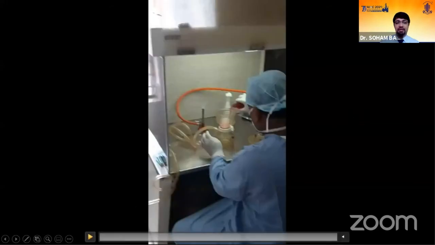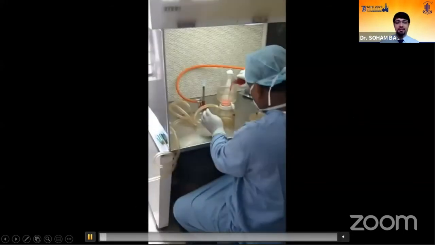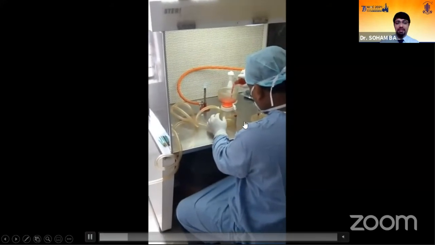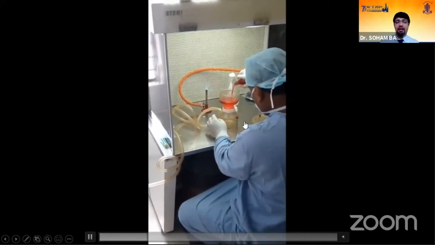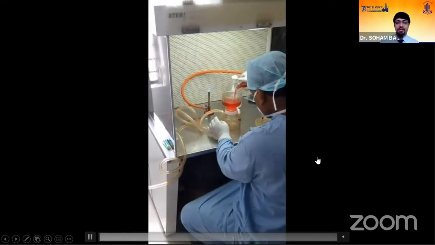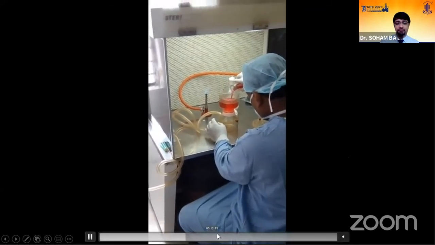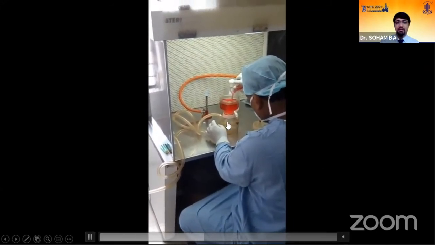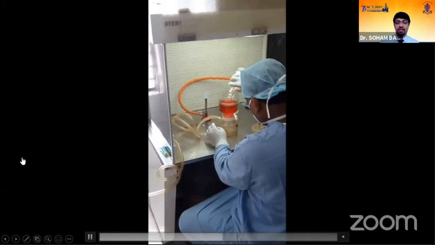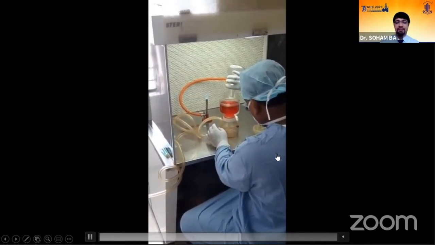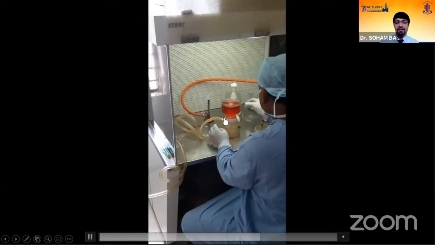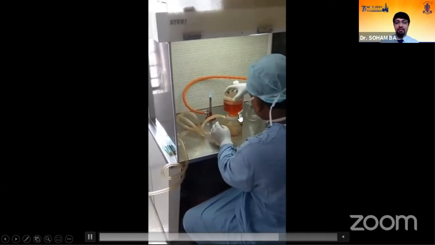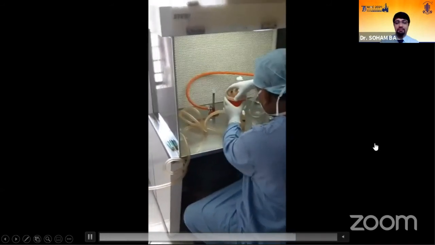Next, once the solution is ready, we filter it using the pump mechanism to get rid of any undissolved particles or any impurities. This is the filtering stand and this is a sterile tubing which connects to a pump. It speeds up the process a bit. And the filter paper goes in the connecting junction here.